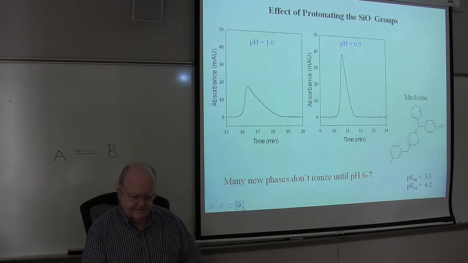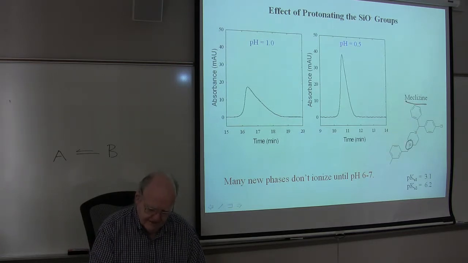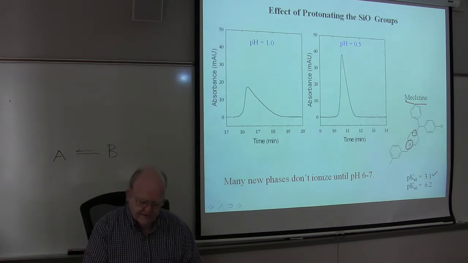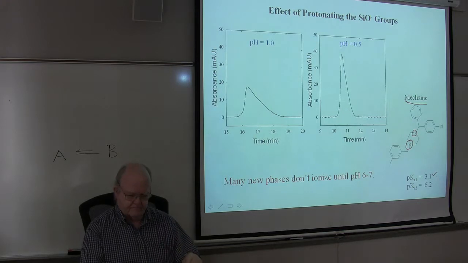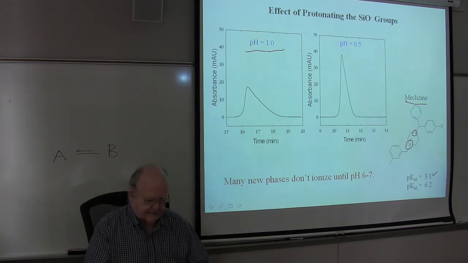Here is a particularly very nasty acting drug, meclizine. It has 2 nitrogens. And so at a pH lower than 3, both of the nitrogens are protonated. So it's a dication, and it's going to really glom onto a negatively charged silanol group. This is what the chromatogram looks like at pH 1.